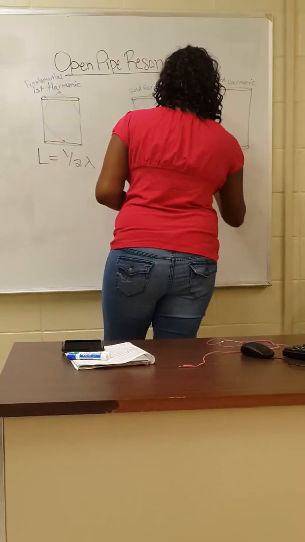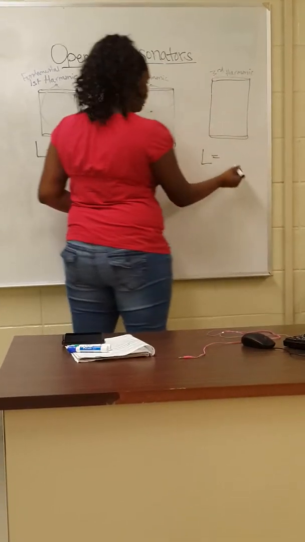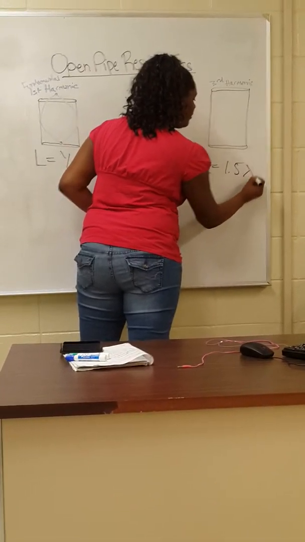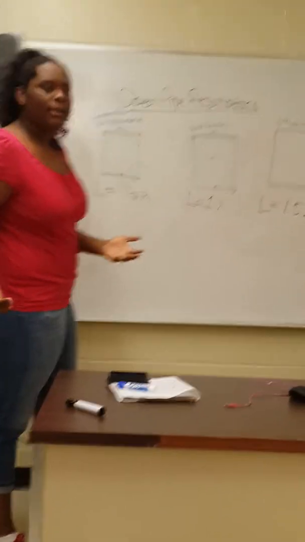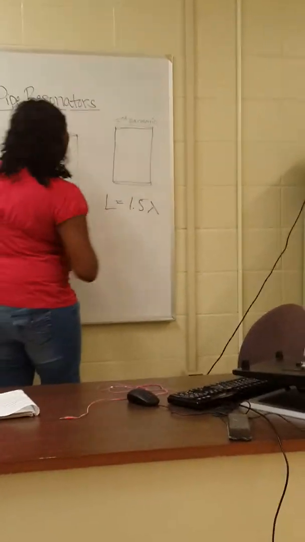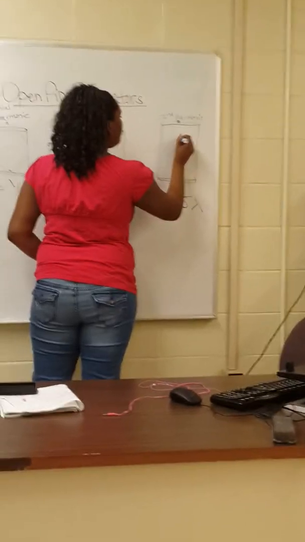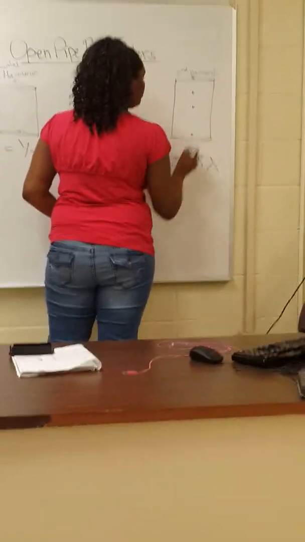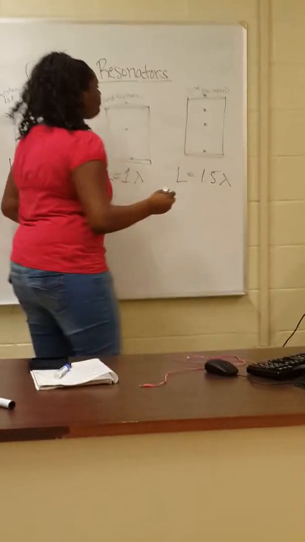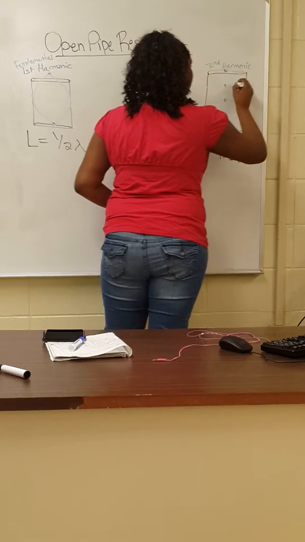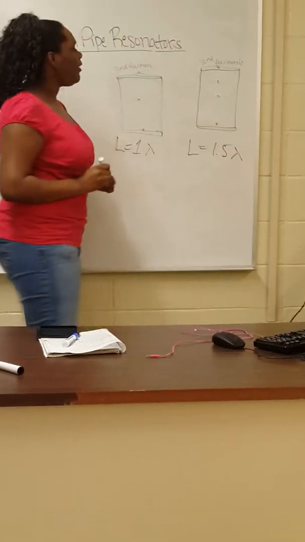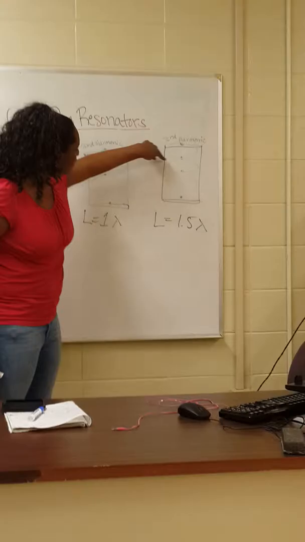So the length will equal 1.5 wavelengths. That just means that it's 1.5 of a wave. So you're going to have your antinodes, and you have four of them this time, one right here, right here, right here, and right here. And we're just going to connect them, so it'll be right here, right here, right here, right here, and this way, this way, and this way. And you've got one and a half wavelengths, as we said.